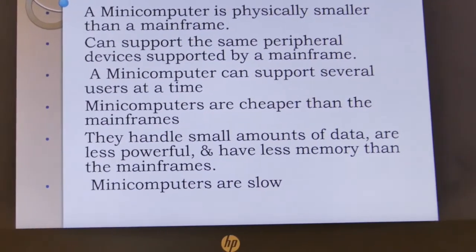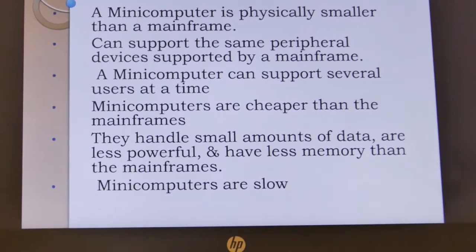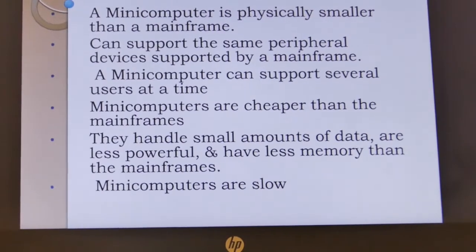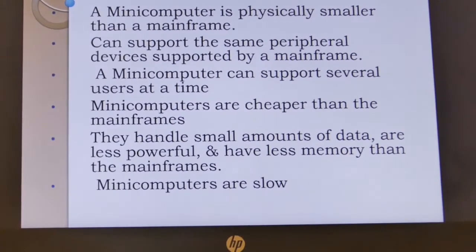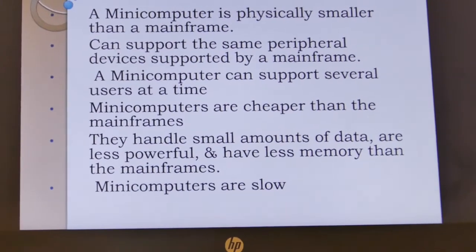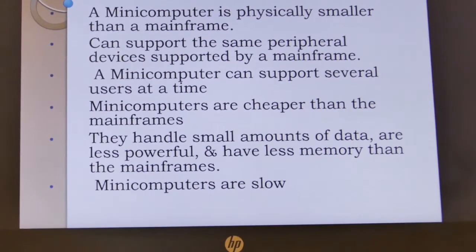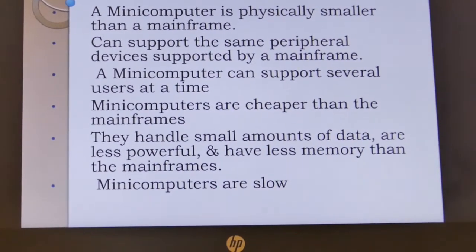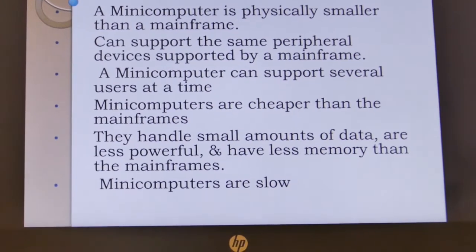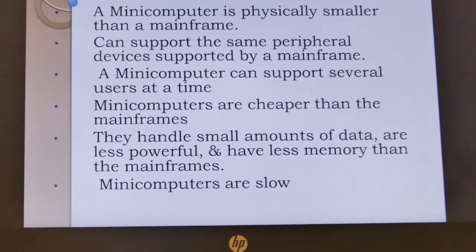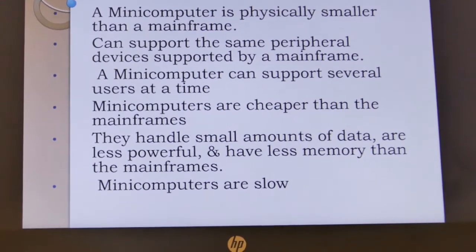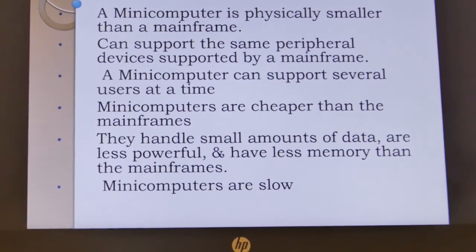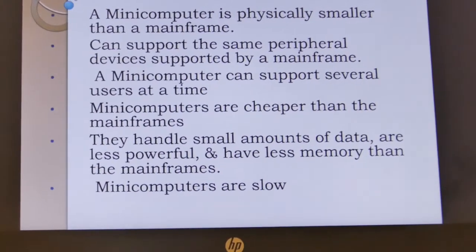Mini computers. Physically, they are smaller than mainframe, and they can support the same peripheral devices supported by mainframe. They can also support several users at a time. They are cheaper than mainframe. They can handle small amounts of data. They are less powerful and they have less memory compared to mainframe. Then again, they are slow compared to mainframe.